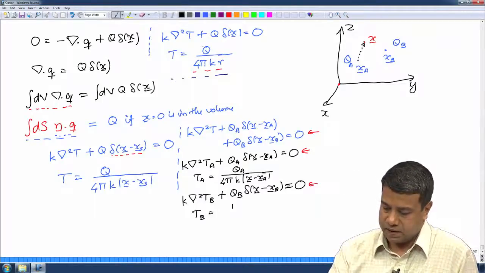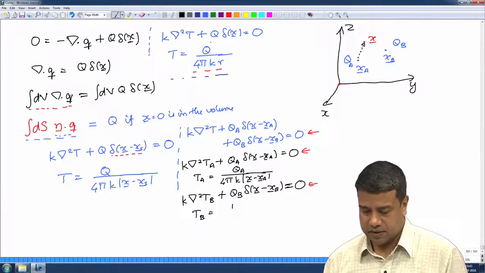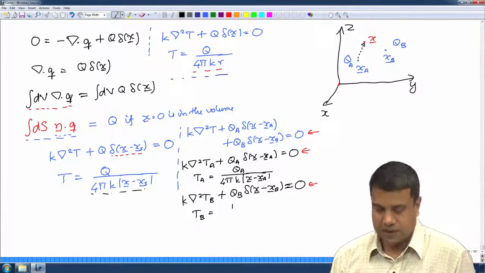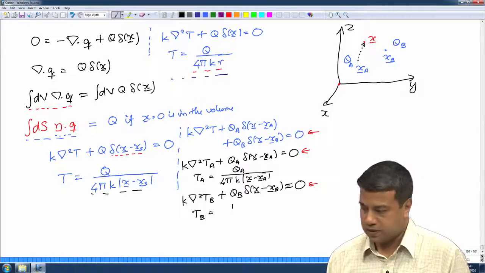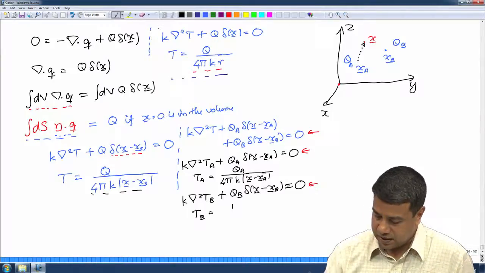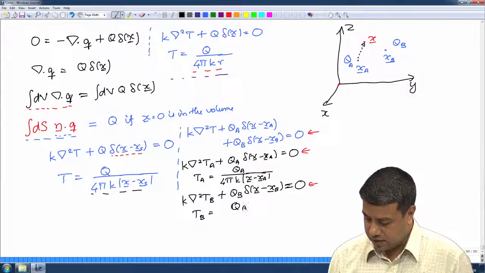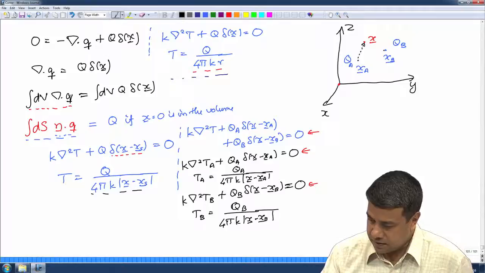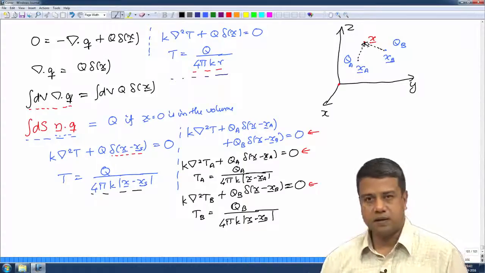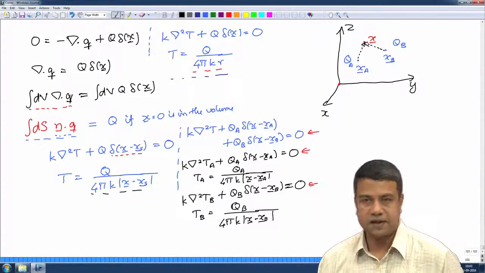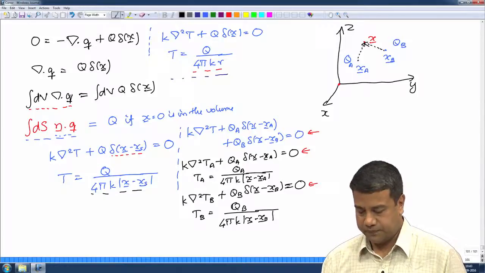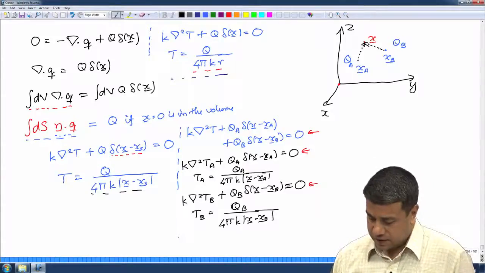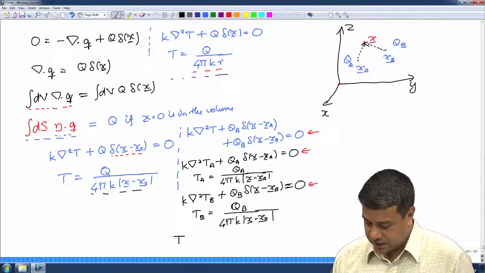Just as the solution for T was equal to q by 4 pi k times x minus x s here, same thing, I have two sources. For the first one, I have to take the distance from the first source. For the second one, I take the solution T B equal to Q B by 4 pi k into x minus x B, where x minus x B is now the distance of the observation point from that second source point. And therefore, I can get the total temperature as just the sum of these.